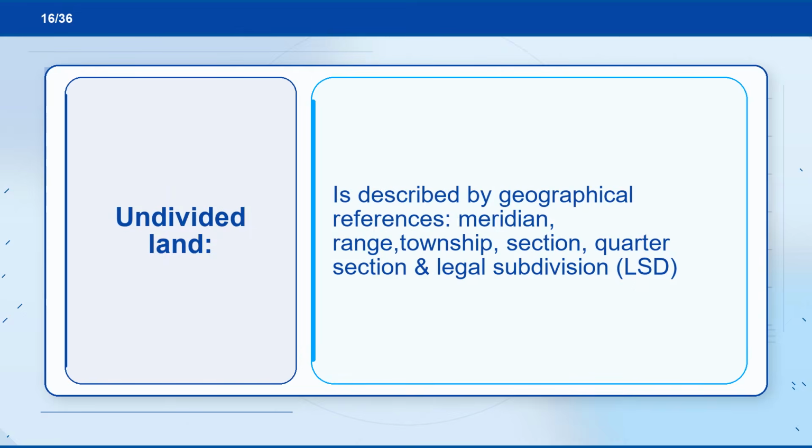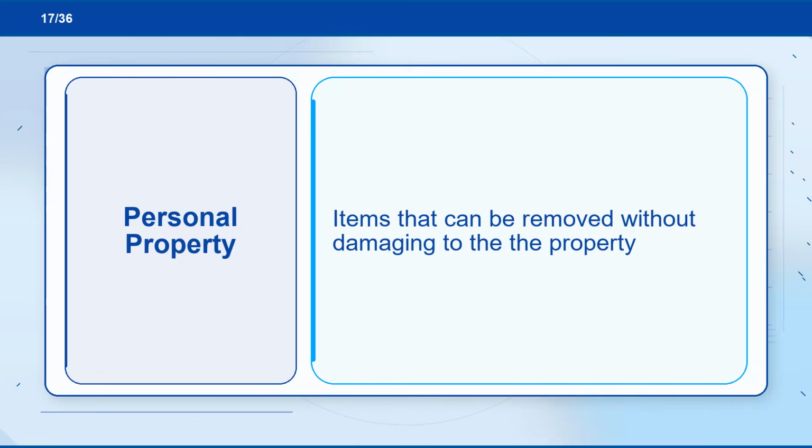Flashcard 16. Term: undivided land. Definition: described by geographical references: meridian, range, township, section, quarter section and legal subdivision, LSD. Flashcard 17. Term: personal property. Definition: items that can be removed without damage to the property.